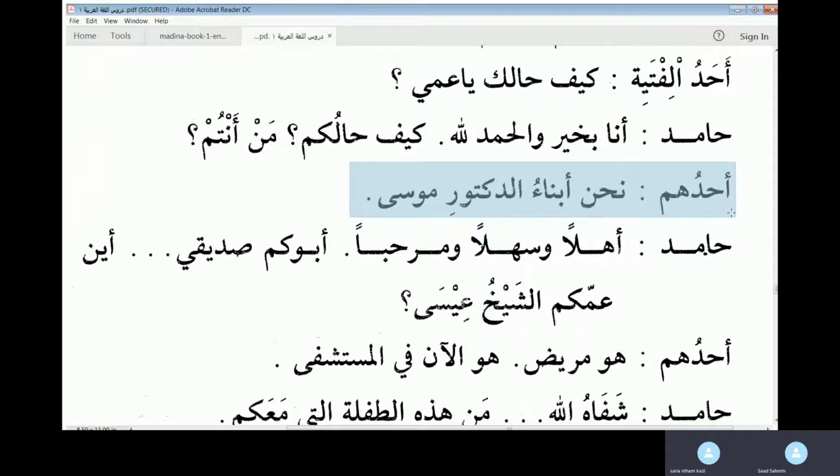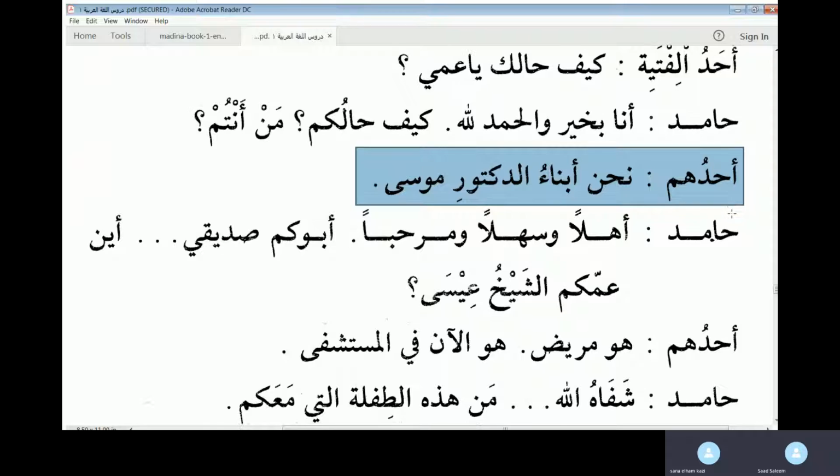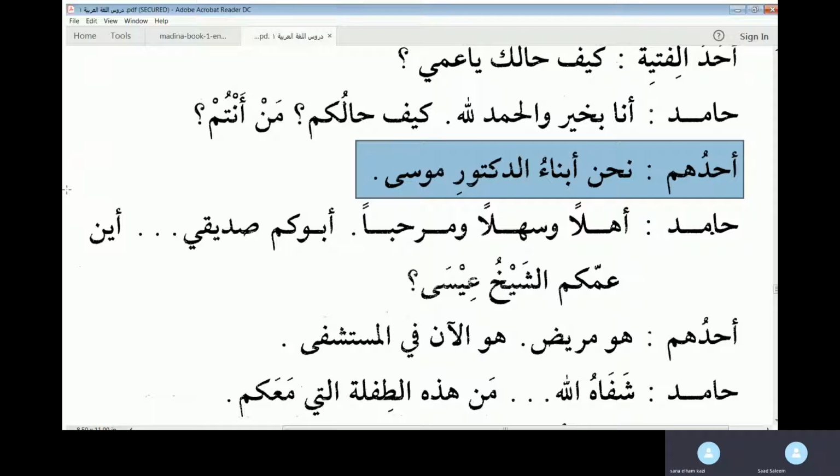Next, ahaduhum, one of them is speaking here again. Nahnu abnau dukturi Musa. We are the sons of Dr. Musa. What is ahaduhum? One of them. But your voice is cutting constantly. Sometimes it becomes clear, sometimes it vanishes. Okay, maybe it's too far. So Nahnu abnau dukturi Musa, we are the sons of Dr. Musa.